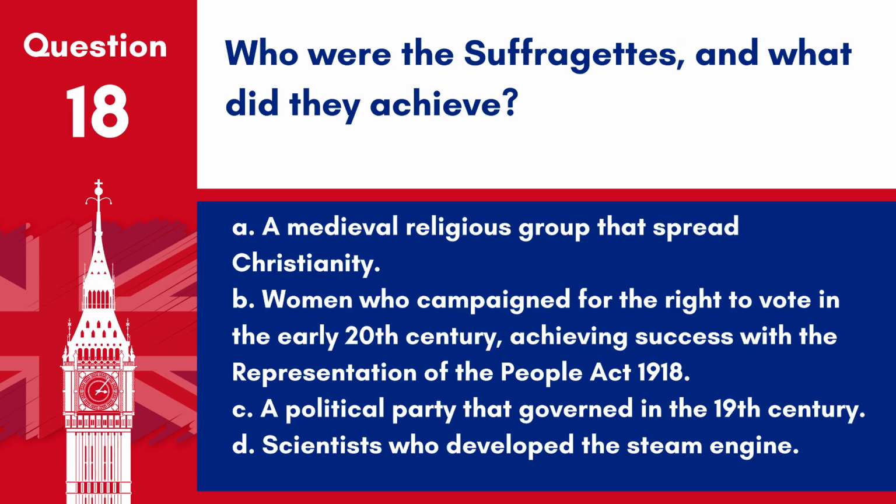Question 18. Who were the suffragettes and what did they achieve? A. A medieval religious group that spread Christianity. B. Women who campaigned for the right to vote in the early 20th century, achieving success with the Representation of the People Act 1918. C. A political party that governed in the 19th century. D. Scientists who developed the steam engine.